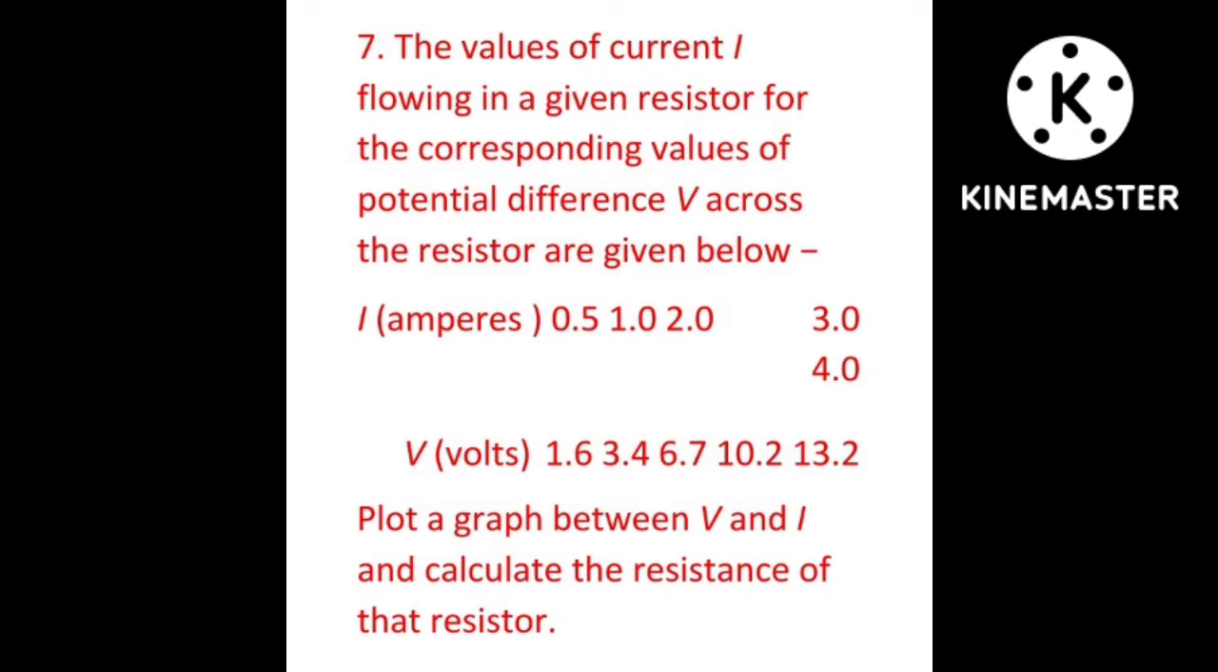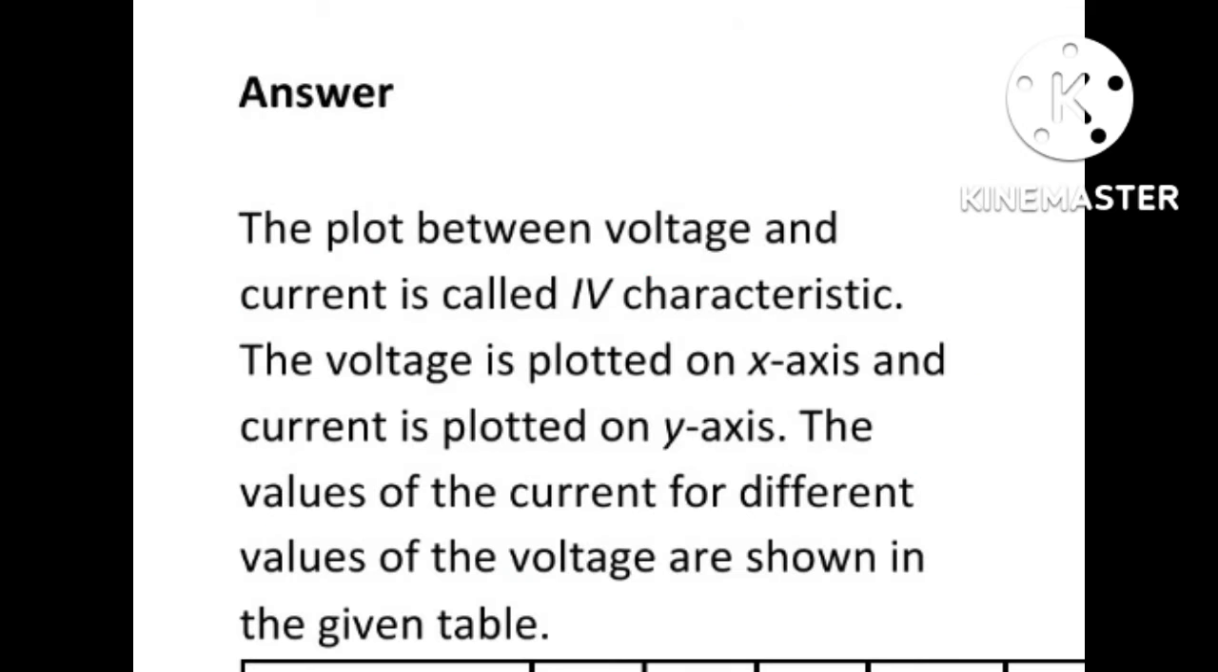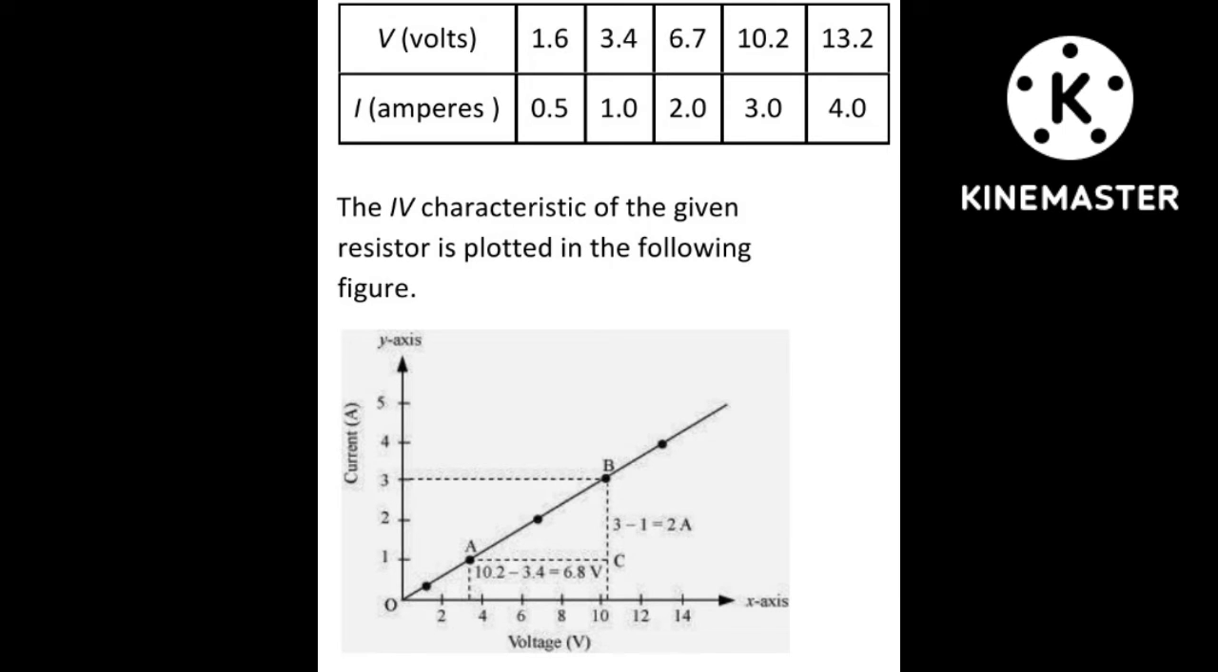Here the values of V and I are given. By using the values we have to draw the graph, and from the graph we can calculate the resistance. The graph between voltage and current is called IV characteristics. Here the voltage is taken along x-axis and current is taken along y-axis. The values of current for different values of voltages are as shown in the table. Here for 1.6 volt the corresponding current is 0.5.